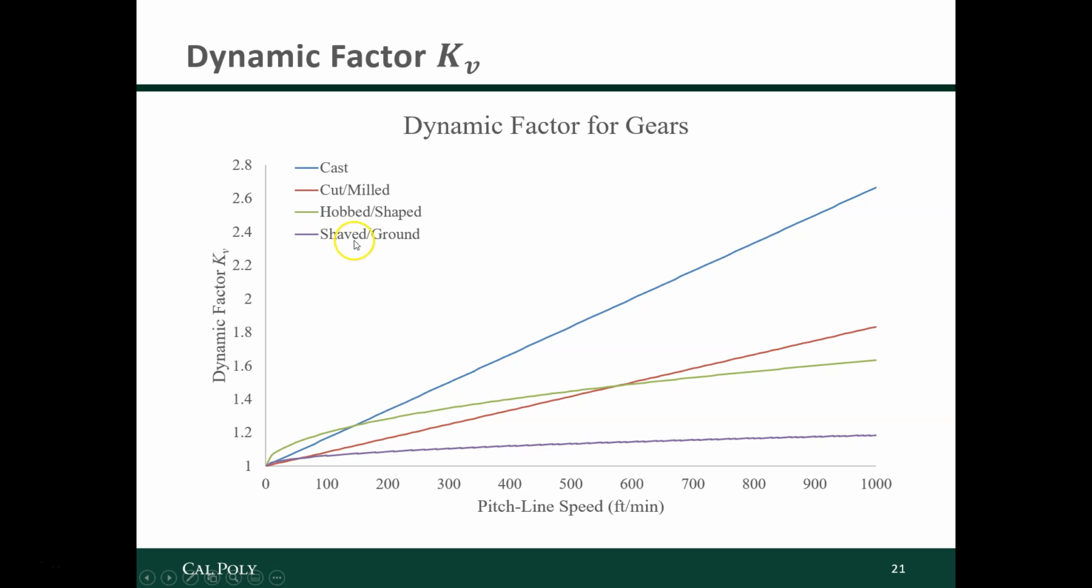The hobbed or shaped teeth are a little bit better still, especially for high speeds. The equations might not be perfectly accurate for just these low speeds. Hobbed or shaped teeth are probably made for operating at higher speeds, and that's when the advantage is going to be shown over the cut or milled teeth. And then shaved and ground is the best. They have a very low dynamic factor for a large range of speeds.